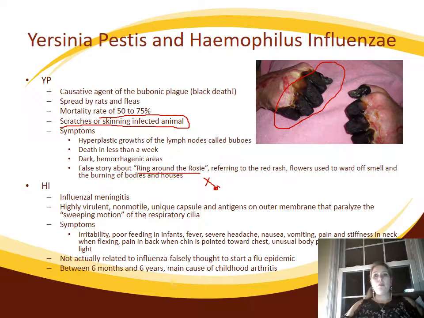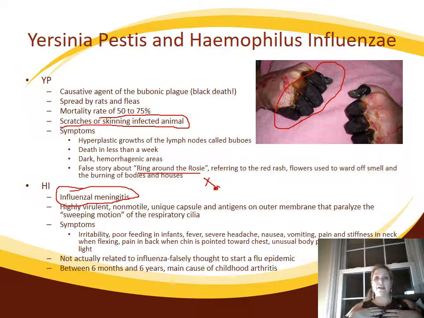Then you have Haemophilus influenzae. It is the cause of influenzal meningitis. Highly virulent, non-motile, but it does have unique capsules and antigens on the outer membrane that paralyze the sweeping motion of the ciliary cells within the respiratory system. So those ciliary cells tend to sweep all of the contaminants out of your lungs and out through coughs. And this will actually paralyze that, causing the infection to set in and stay within the lungs.